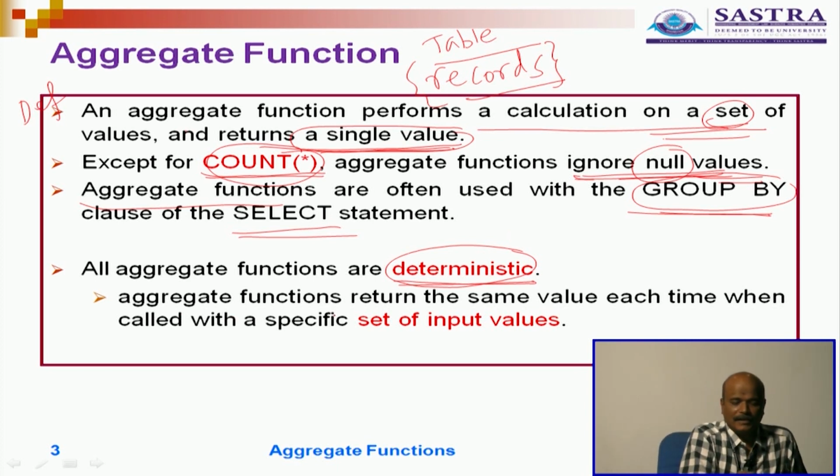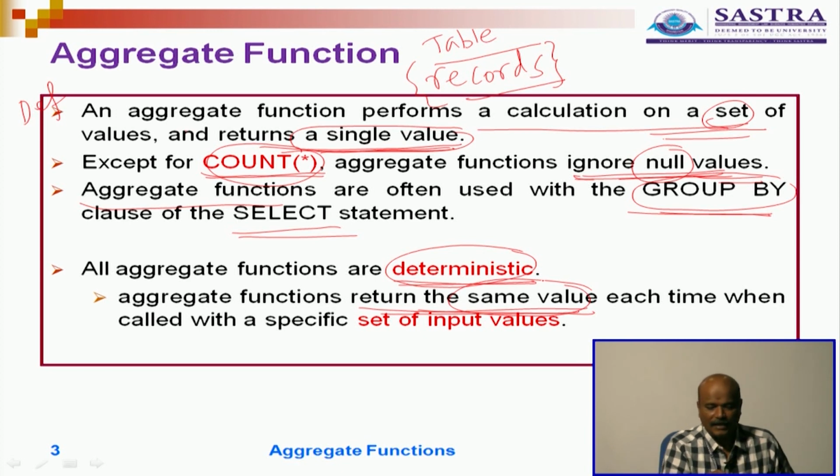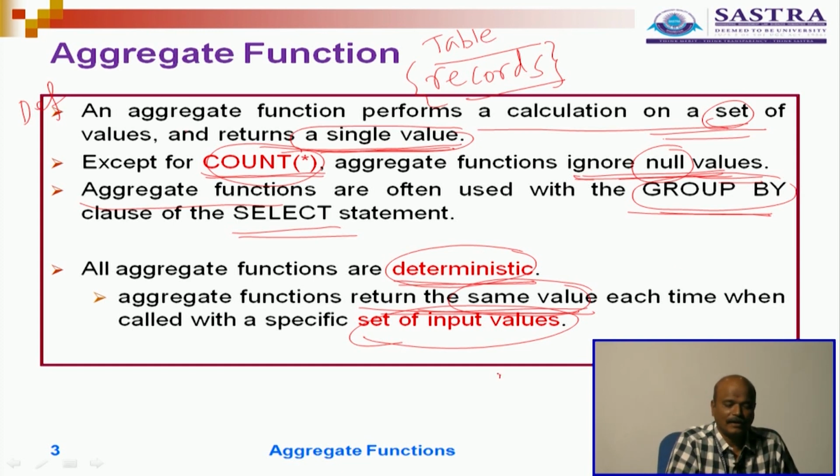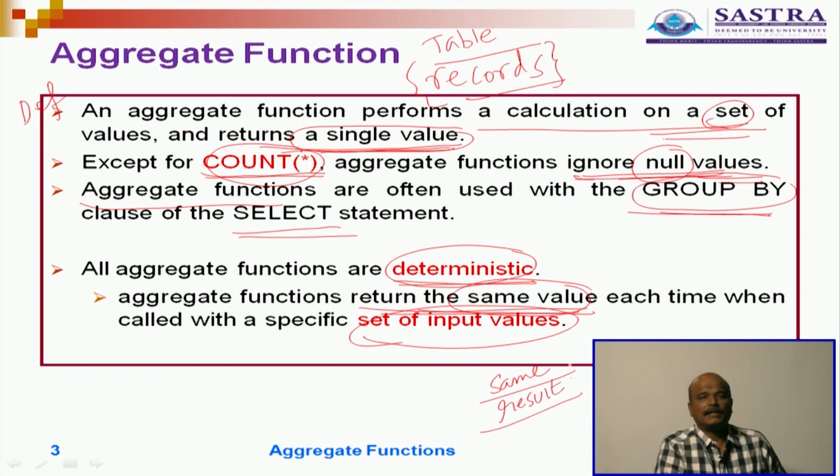If you see the explanation, your aggregate function returns the same value each and every time you invoke the aggregate function with a set of input values. For that particular input set, if you invoke the function again and again, it is going to return the same result. For each and every invocation, it is not going to give you a different result. For the same set of input, the function is going to generate the same result.